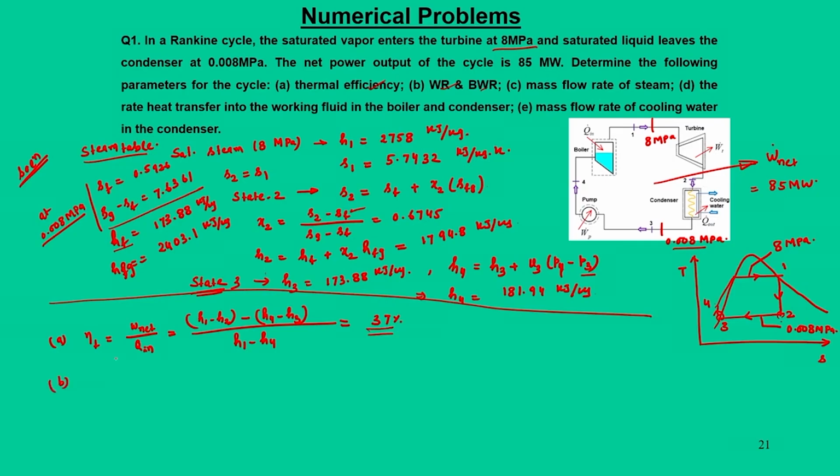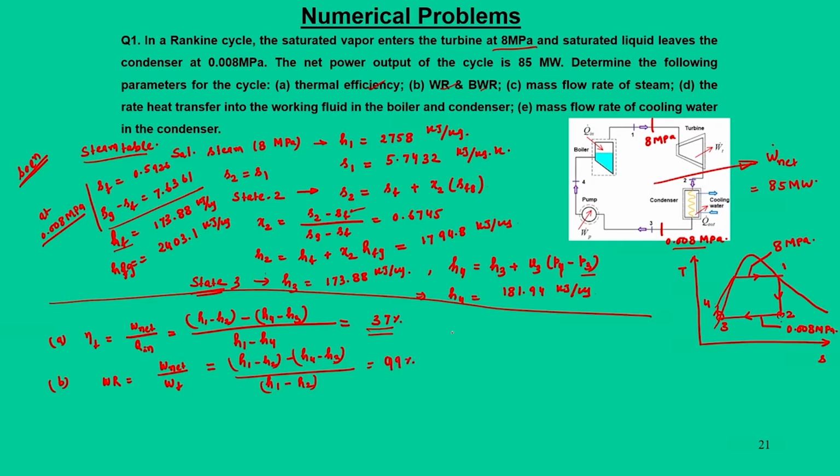Second part is work ratio, W net by Q in. So, this is H1 minus H2 minus H4 minus H3. Q in is H1 minus H4. Work ratio is W net by WT, turbine work. So, this is H1 minus H2. So, this number is close to 99.